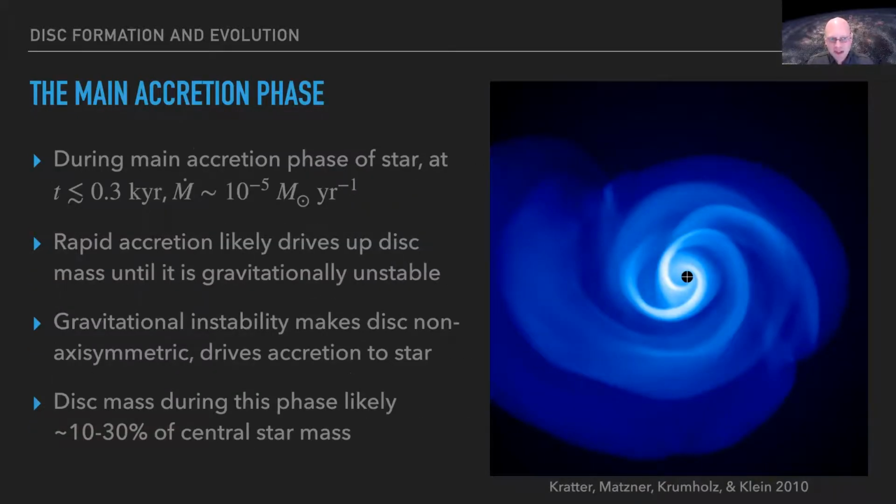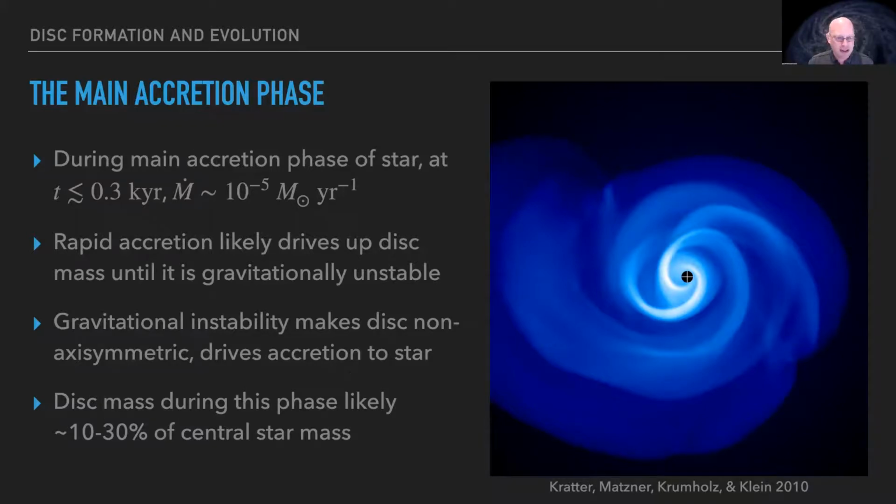Okay, so we said it will take a few 100,000 years for most of the mass to fall onto the star. Now, during this phase, the accretion rate is quite high, and that probably drives the disk up to a relatively respectable mass, maybe a few tenths of the mass of the central star. What limits this mass is gravitational instability.